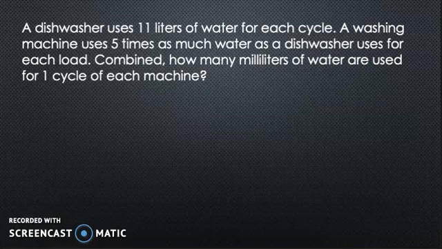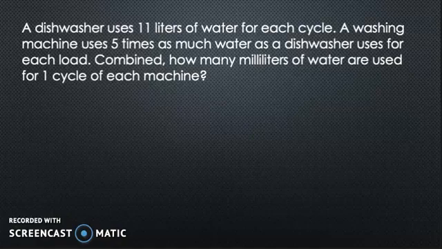A dishwasher uses 11 liters of water for each cycle. A washing machine uses 5 times as much water as a dishwasher uses for each load. Combined, how many milliliters of water are used for one cycle of each machine?